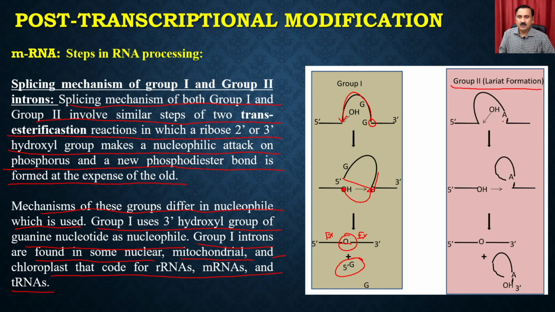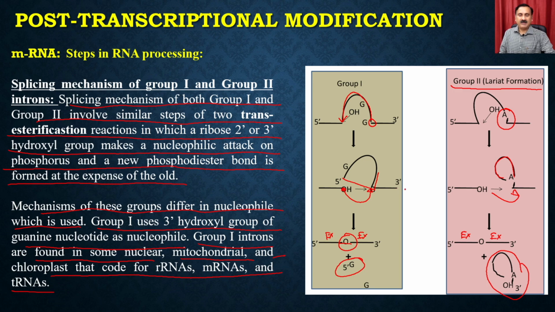And in the lariat formation also, whether it is group 1 or group 2, the mechanism is always the same, except that you are going to have the A nucleotide utilized for the nucleophilic attack. It is going to attack onto this, and then a lariat is going to form. This OH is going to attack onto this chain, and that's how the exons are going to be formed, right? So these two exons are going to be connected, and that's how it releases the intron in the form of a lariat.